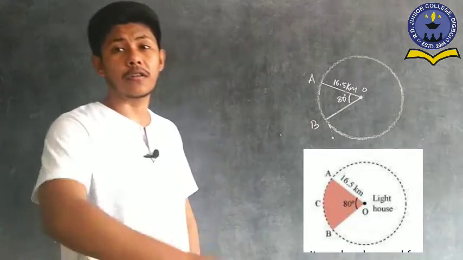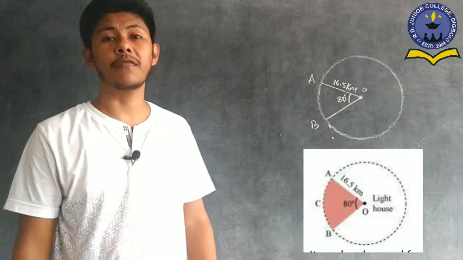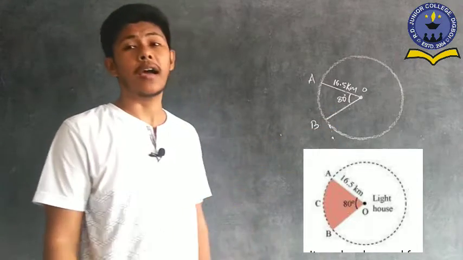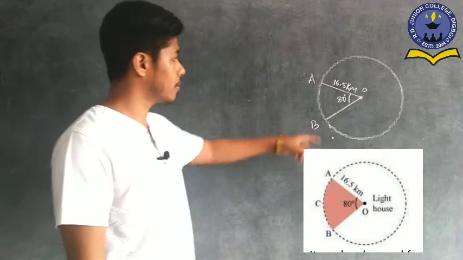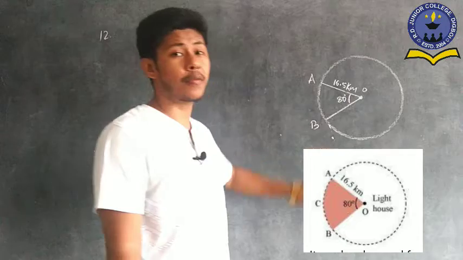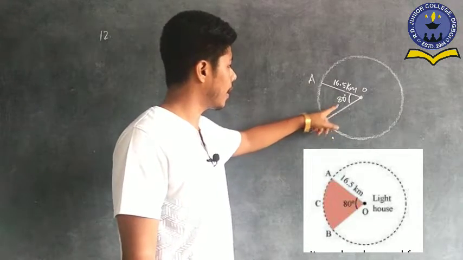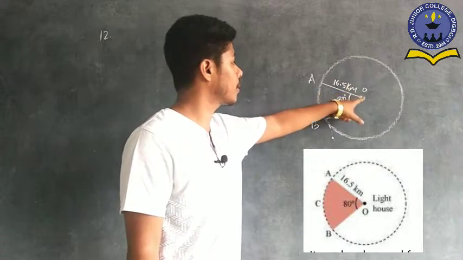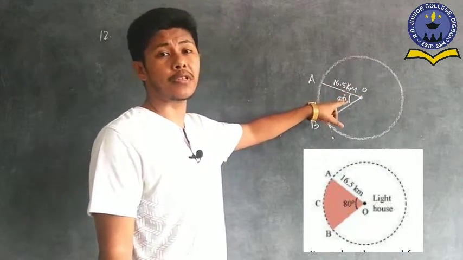Is it clear? That's why it is mentioned here: spread a red color light over a sector of angle, how much? 80 degrees, and the length given here is how much? 16.5. Is it clear? So what we have to do is find out the area of this portion. To find out this area, the angle is mentioned and the radius is mentioned. Here we consider this one as the radius, so easily we can find out the area of this portion, is it not?